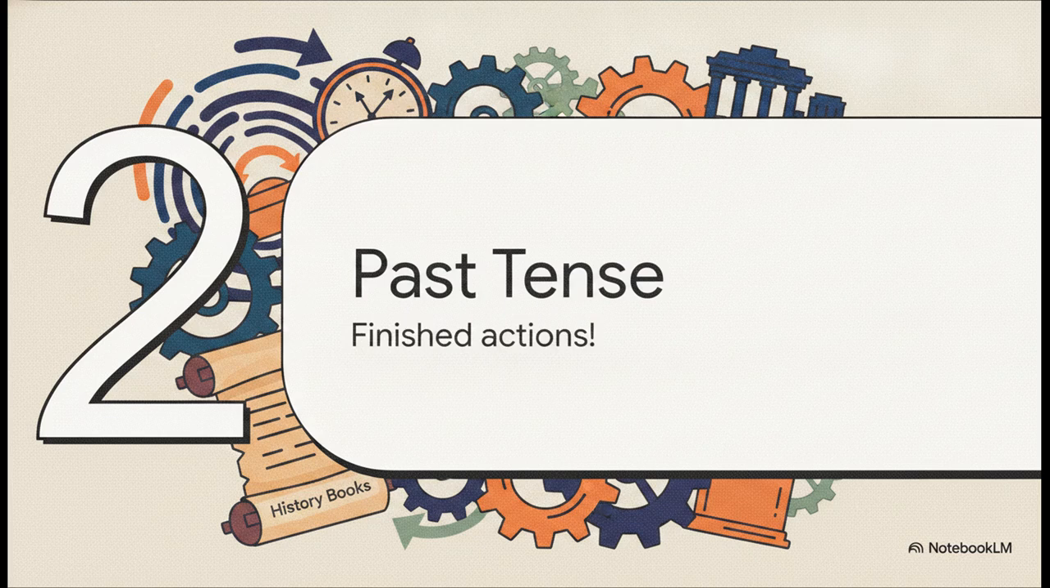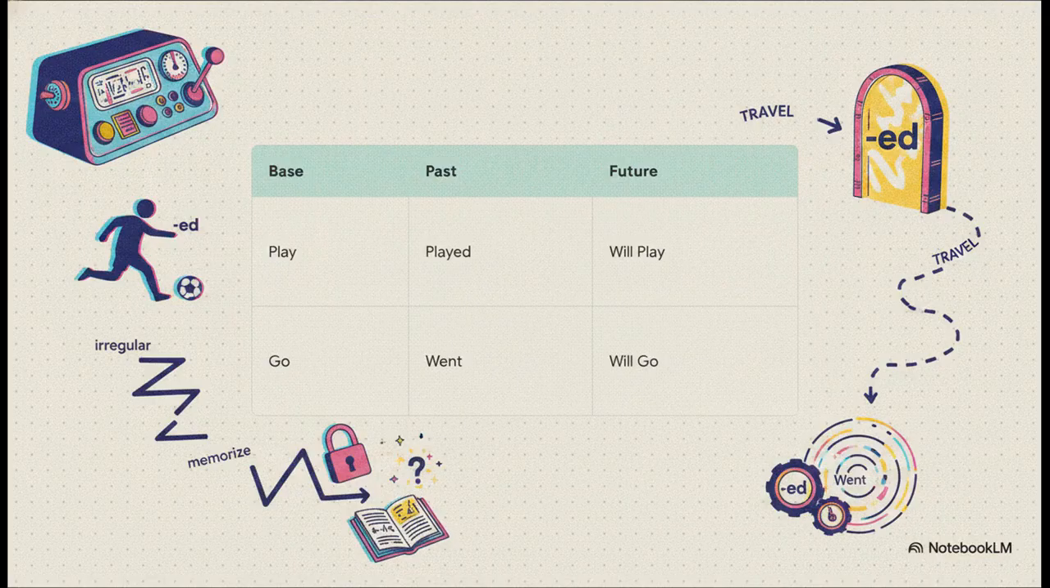Hit that big rewind button. Section 2, rewinding to the past, actions that are completely finished. Let's check our time machine manual real quick. How exactly do we make a verb travel to the past?